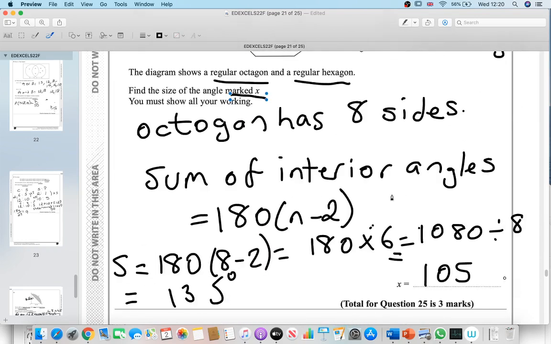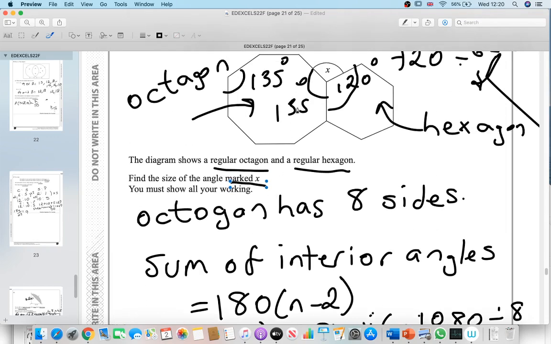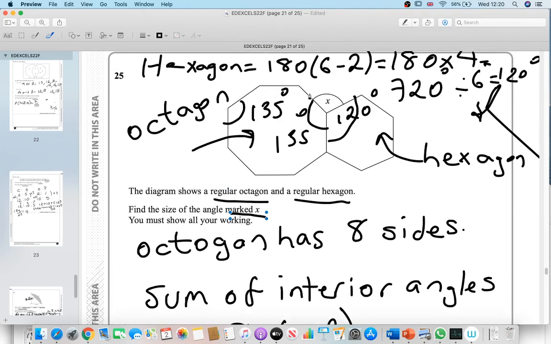An octagon has 8 sides, so the sum of the interior angles is 180 brackets n minus 2, where n is the number of sides. 180 times 8 minus 2, which is 6, is equal to 1080. I then divide it by 8, so the answer is 135. So each interior angle is 135, and I know that because it says a regular octagon. So each angle has to be the same, and each side has to also be the same.